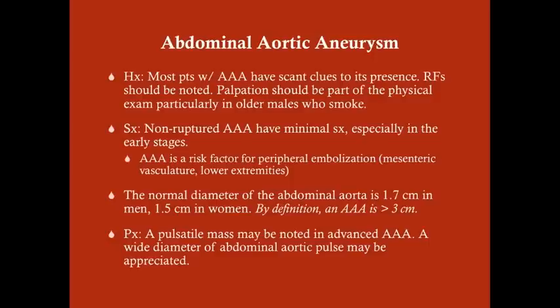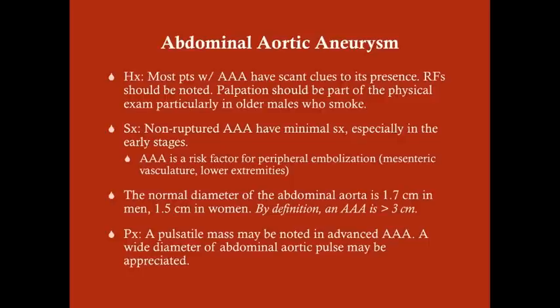So that's something that you might see in a later stage abdominal aortic aneurysm. Another thing that you could consider to be a symptom is peripheral emboli. We see this in the mesenteric vasculature as well as in the lower extremities, because when you get an abdominal aortic aneurysm, the flow on the sides is slightly slower, and so that allows you to develop a mural thrombus, and that can then embolize down into distal circulation. So particularly we're thinking of mesenteric ischemia as well as sudden lower extremity occlusive ischemia.